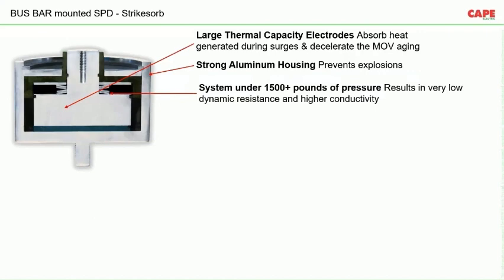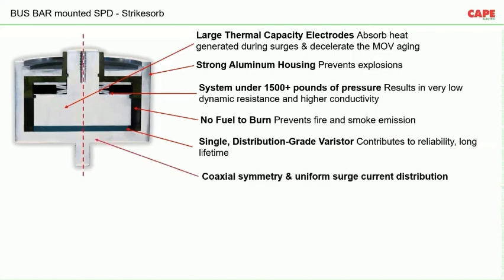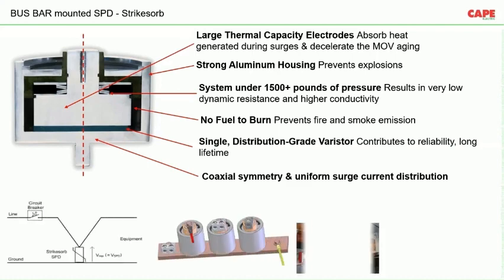We have a system with 1,500 plus pounds of pressure, which results in very low dynamic resistance and higher conductivity. Again, there is no fuel, because it's an aluminum body, so there is no fuel to create fire or emit smoke. We have used a single distribution gate varistor, which contributes to its reliability and long lifetime. This again we are going to discuss in further slides. Coaxial symmetry gives uniform surge distribution, which is again very obvious.